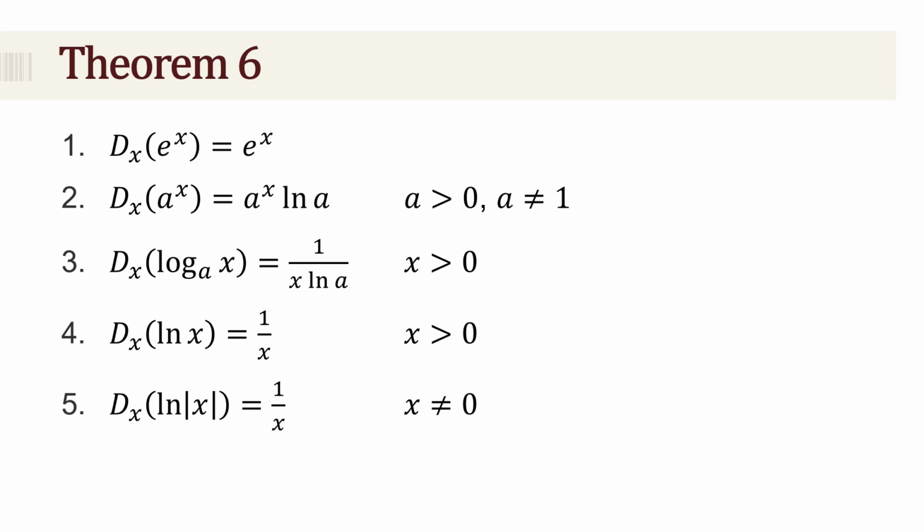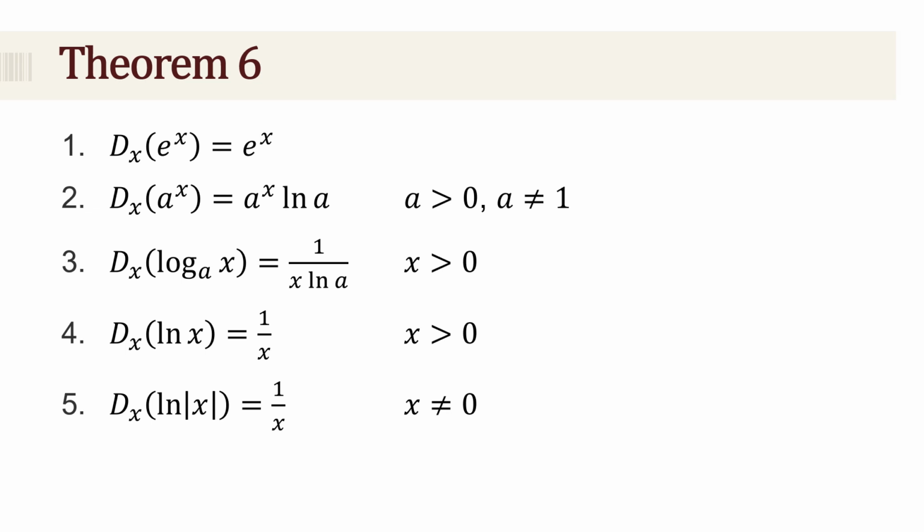Now, this is what is important that we want to know: the theorems on the derivatives of exponential and logarithmic functions. First, the derivative of e raised to x is equal to e raised to x. This is probably the easiest of all, because its derivative is the same as itself. Second, for a greater than 0 but not equal to 1, the derivative of a raised to x is equal to a raised to x ln a.